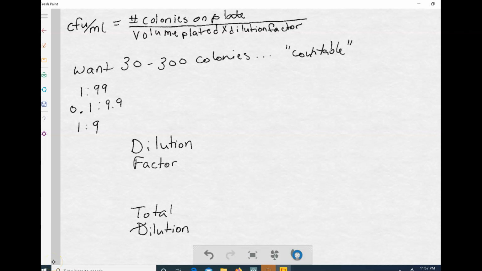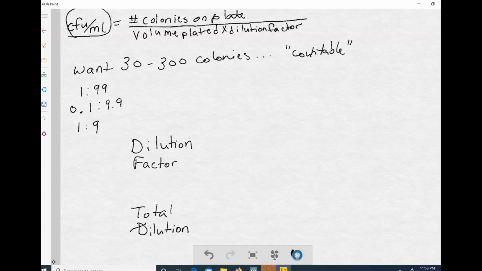Hello, so I'll assume that everybody has watched the previous video. I wanted to give you some examples for calculating both your dilution factor and your total dilution. Remember that we're looking to find the concentration, in this case in CFU per mL, of your starting solution. But that starting solution is too concentrated to be able to count directly.